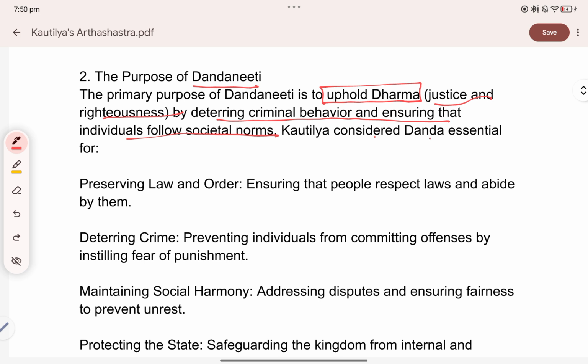Kautilya considered Danda essential for, number one, preserving law and order. Okay, so in political science, you don't have to put these points. This is just for explaining you very well. You need to make it not in points, not in bullets, just make a box like this structure, for example. Don't make it points because marks may be deducted if your teachers are strict. Now, preserving law and order, ensuring that people respect laws and abide by them.